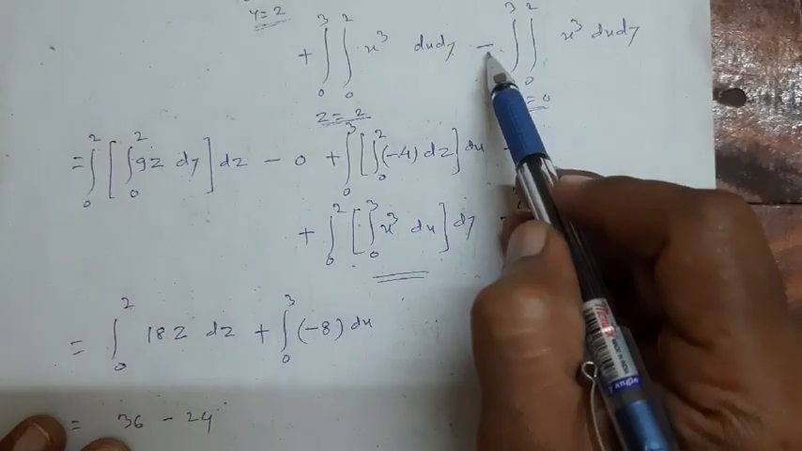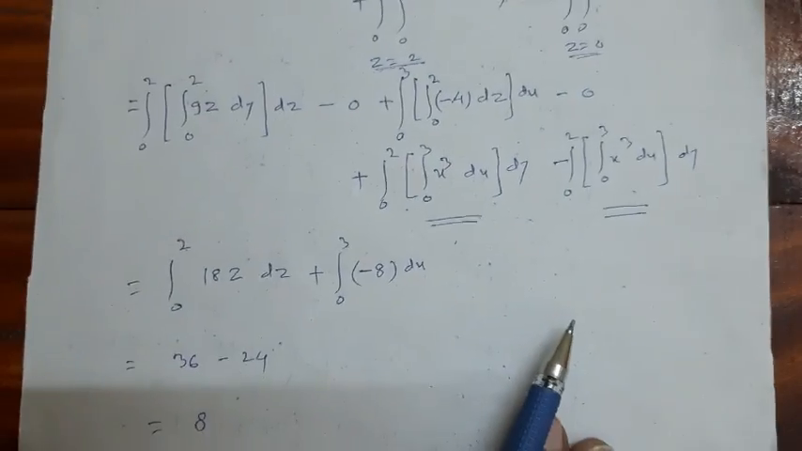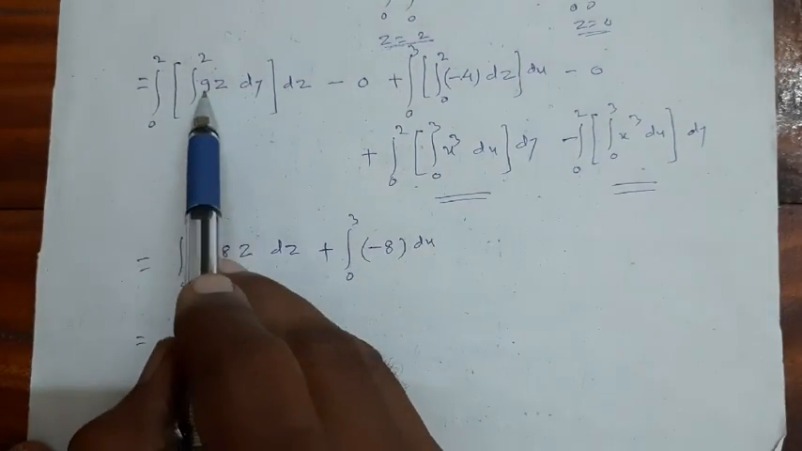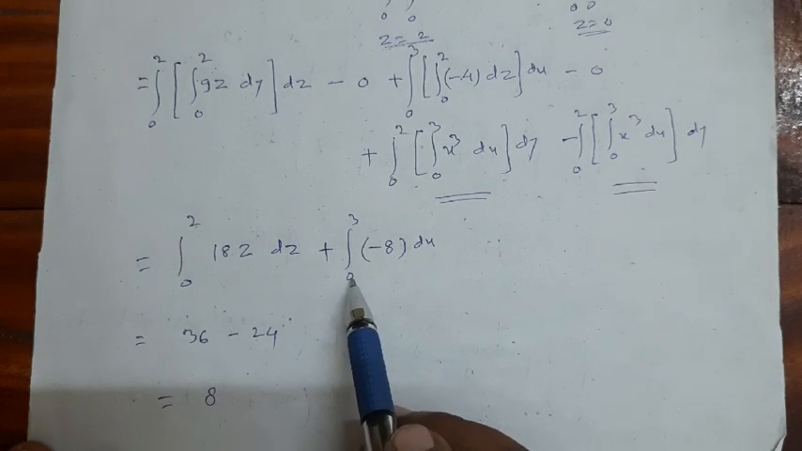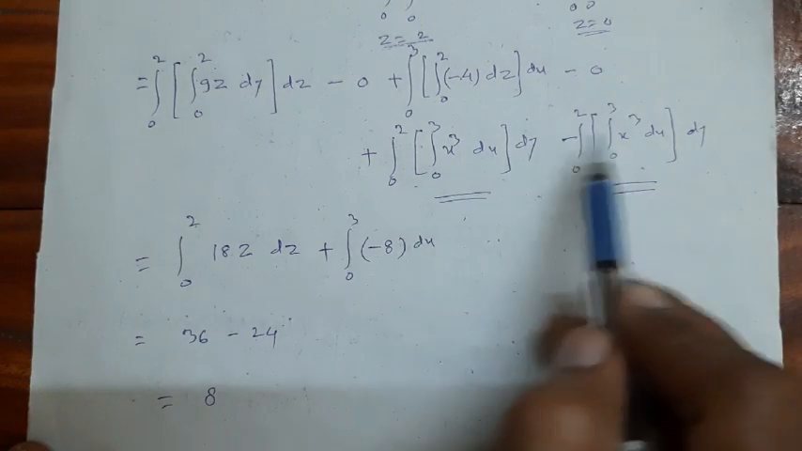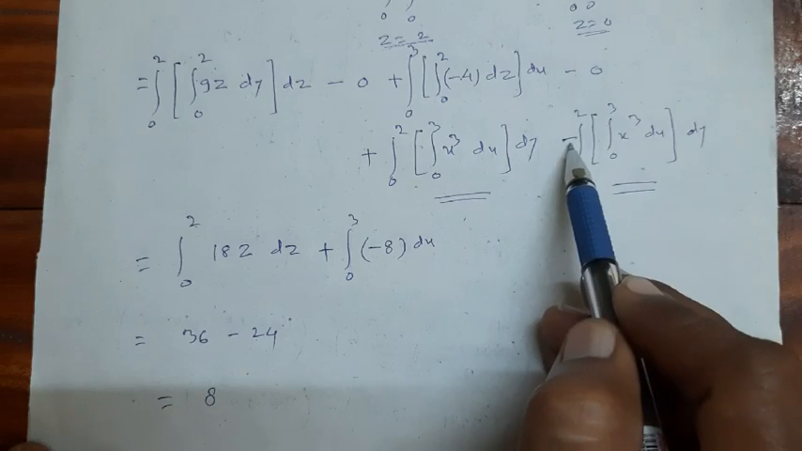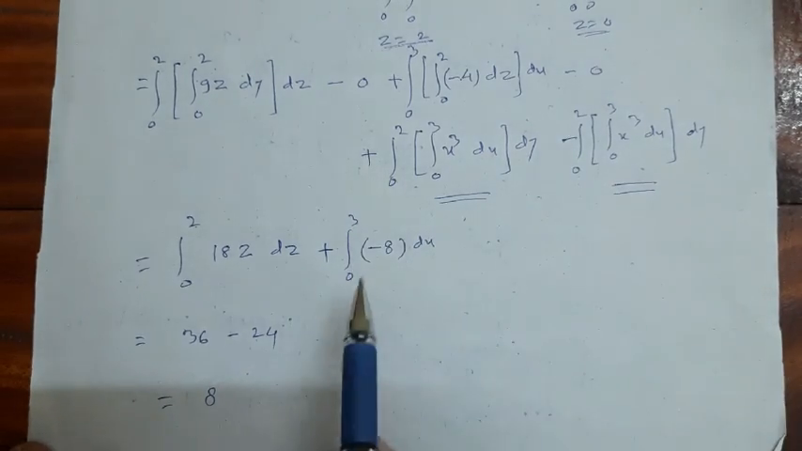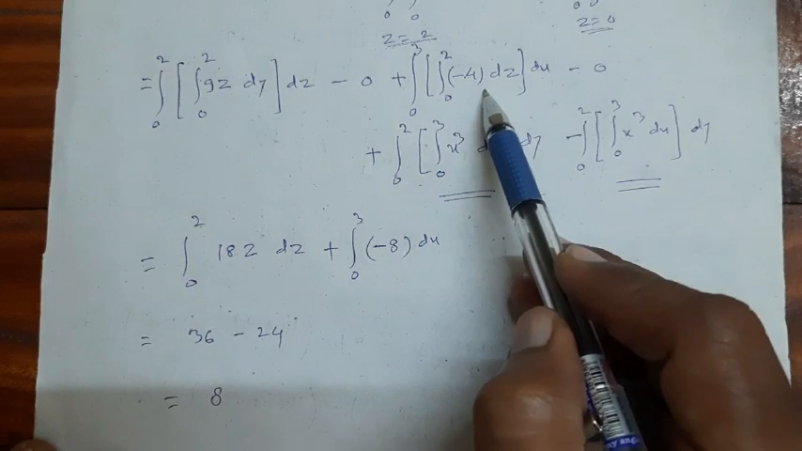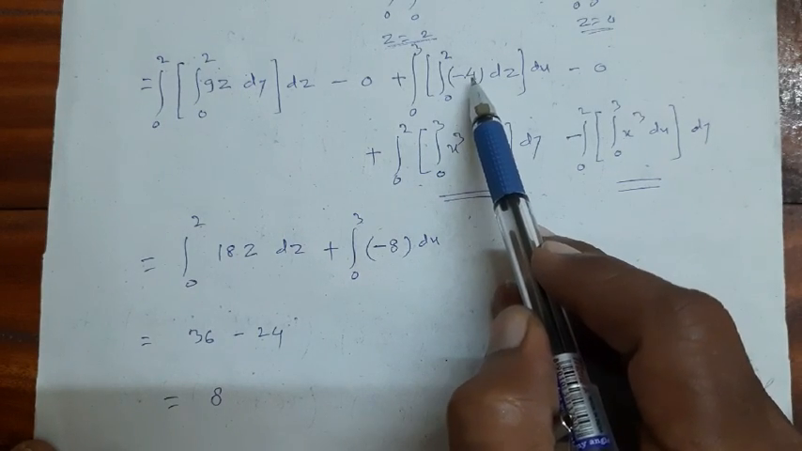Same thing here, only there will be a negative sign. Now you will observe that this is 18z from 0 to 2 plus the integration from 0 to 3. See, you will observe these two terms are the same with opposite signs. This is plus and this is minus, therefore these will cancel. And then I will have to consider this term only, it is 8.